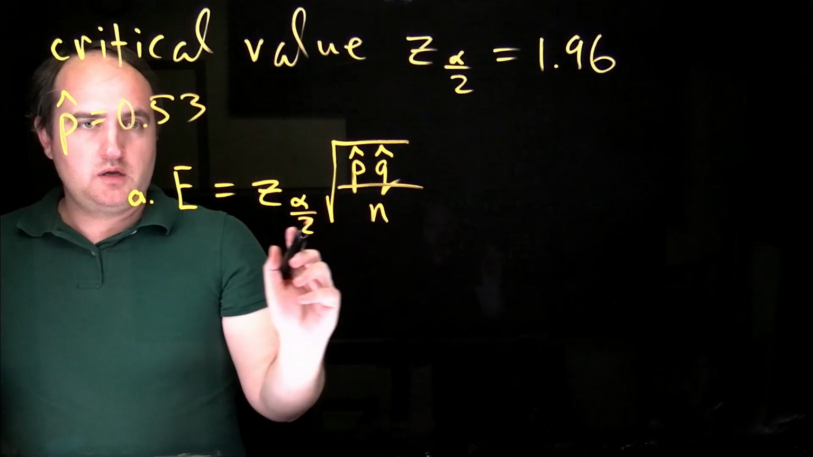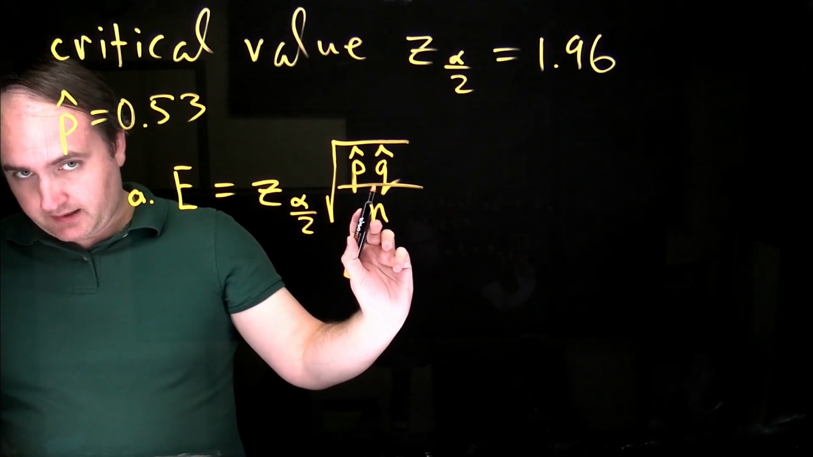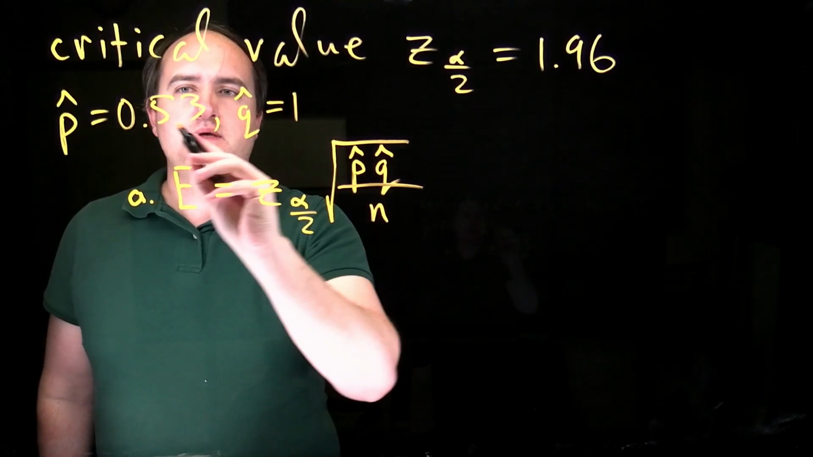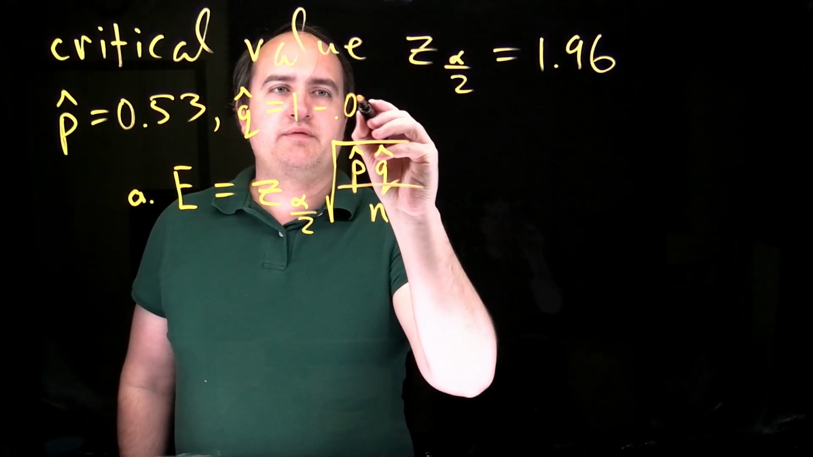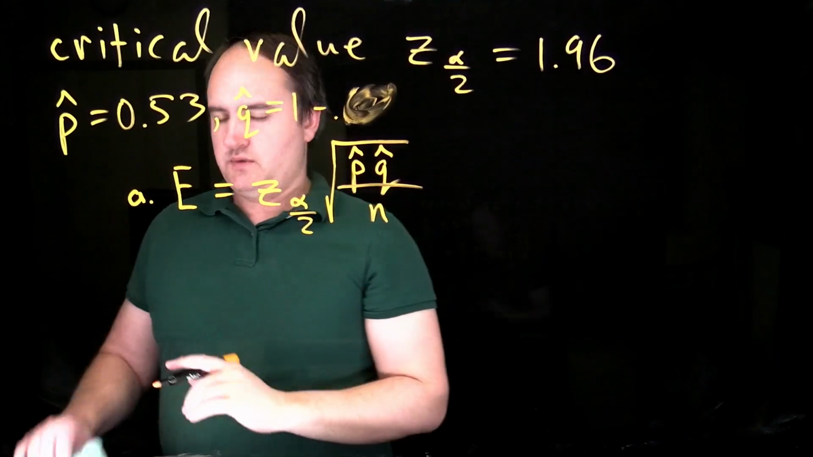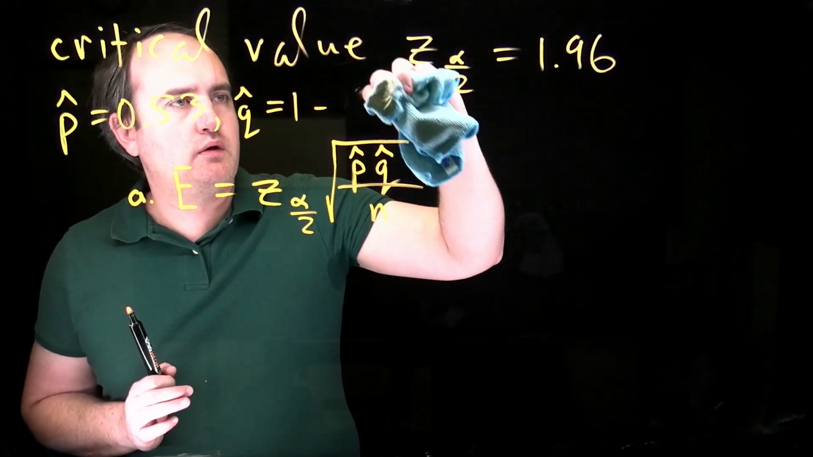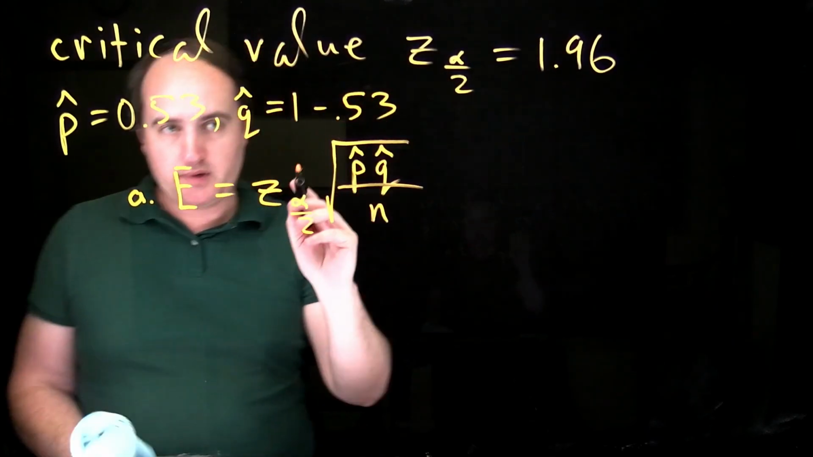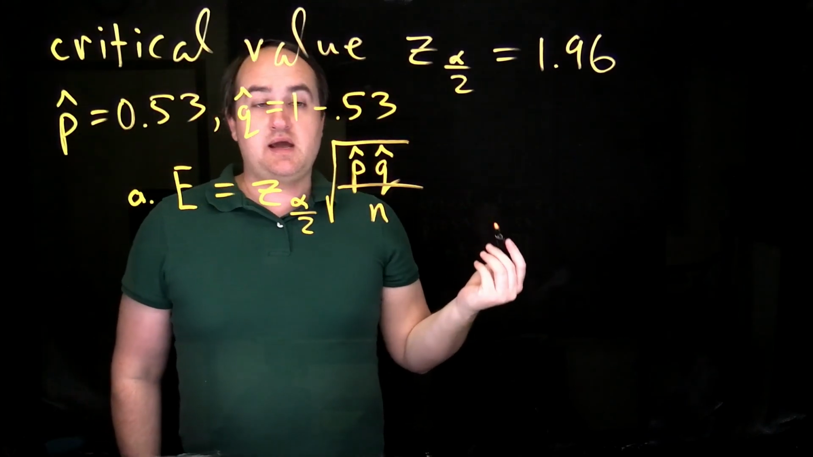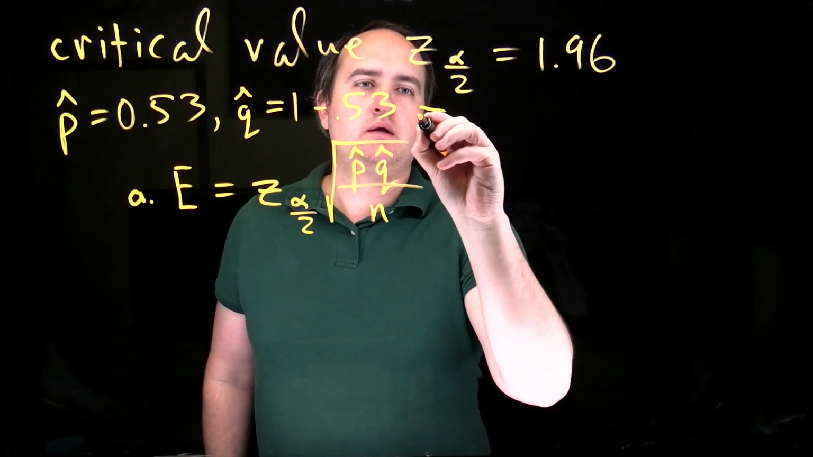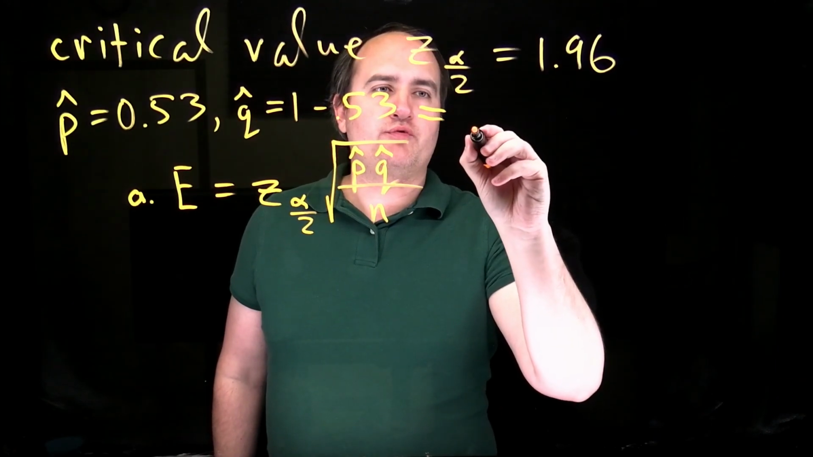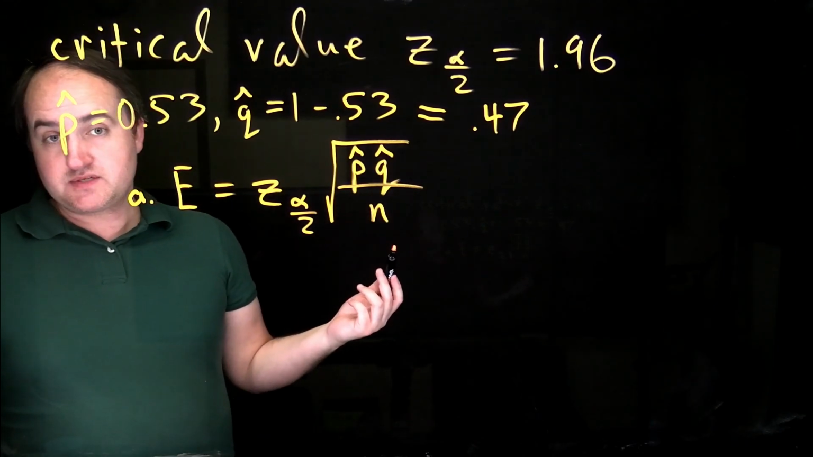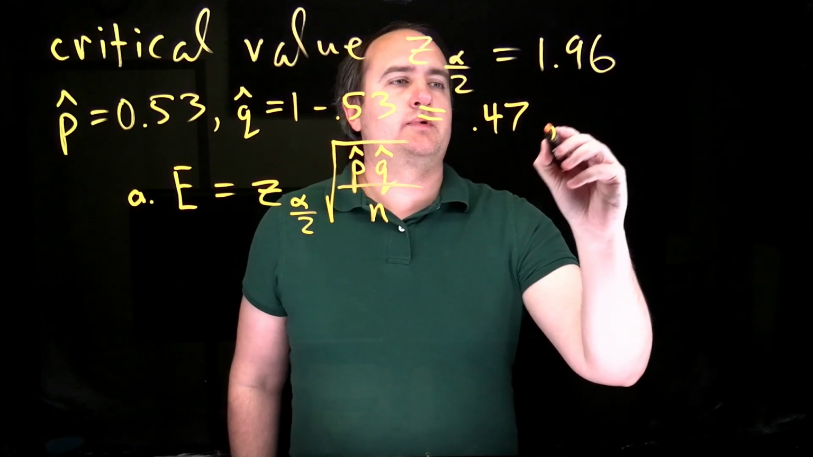And then we also need q hat, which is 1 minus p hat. Okay, so here q hat is going to be 1 minus p hat, so 1 minus 0.53. So either in your head or on a calculator, you're going to see that q hat equals 0.47. Okay. And then n, we said, was 950. So I'm going to go ahead and write that down as well.